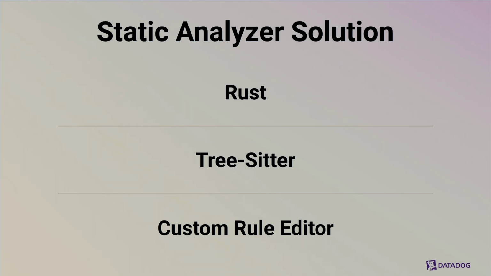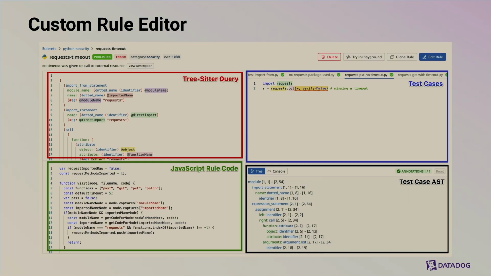And then to make writing the rules themselves easier, we built our own custom rule editor that our engineering team uses to write the rules for the different languages. And that rule editor looks like this. What I'm showing here is the same missing timeout request in the Python request module example that we were covering earlier. The rule editor is basically split up into 4 sections.